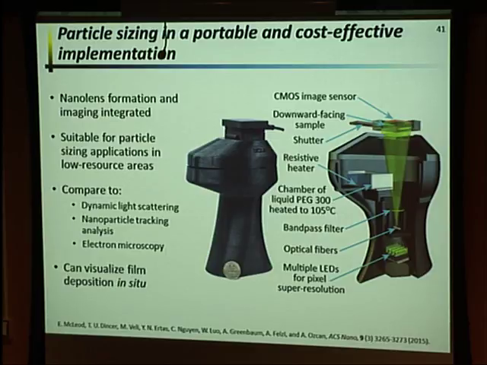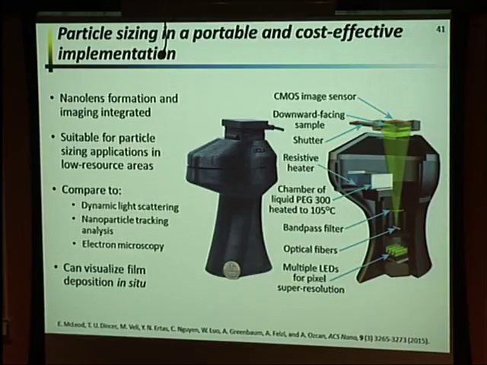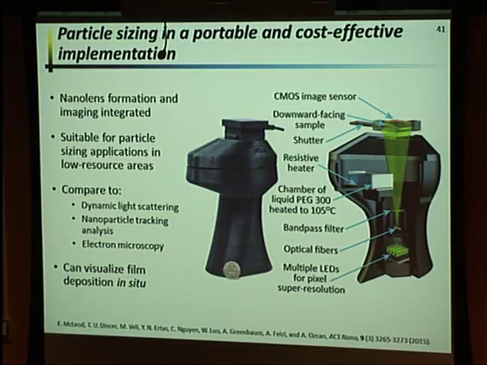Another thing we can do is move this toward a field-portable and cost-effective implementation. In this case, we're integrating the nanolens formation and the imaging inside the same device. This would be suitable for particle sizing applications in low-resource areas. You can compare it to other technologies like dynamic light scattering, nanoparticle tracking analysis, and electron microscopy, if you're only using the microscopy to do particle sizing. Of course, electron microscopy gives you a lot of other advantages in other areas, but if all you care about is particle sizing, then this would be a competitive technique. And the other advantage is that you can visualize the film deposition in situ.